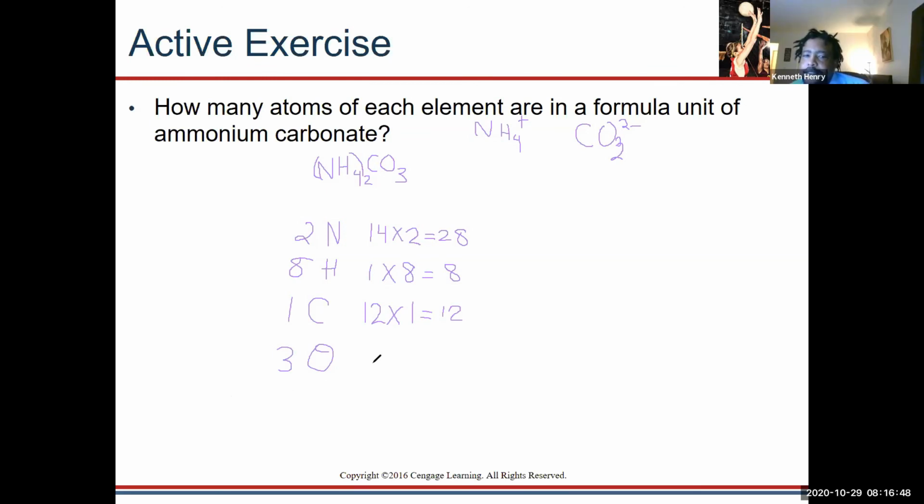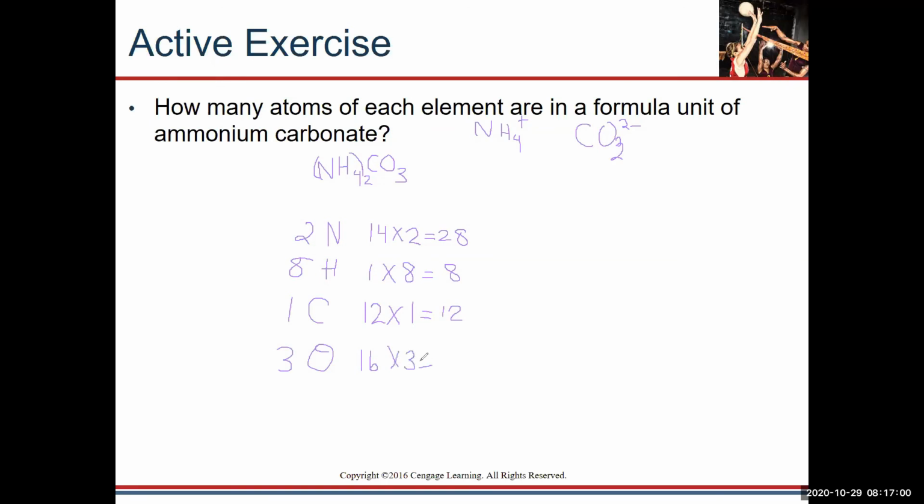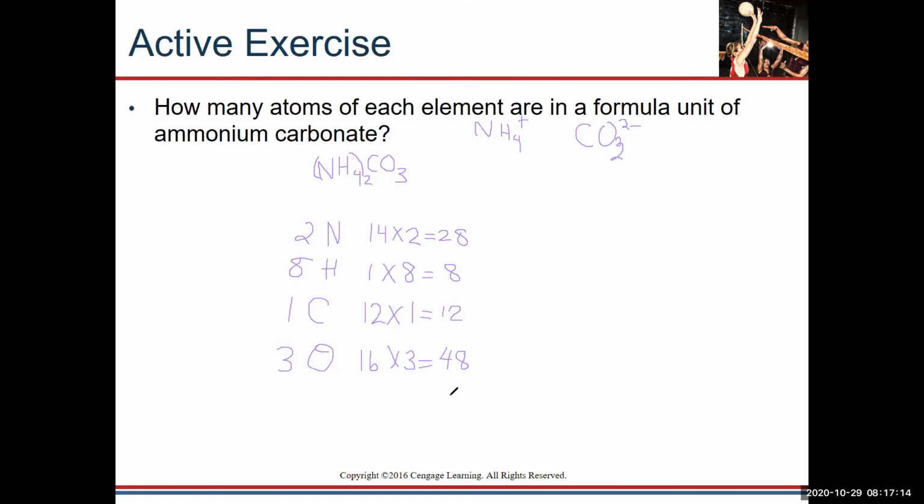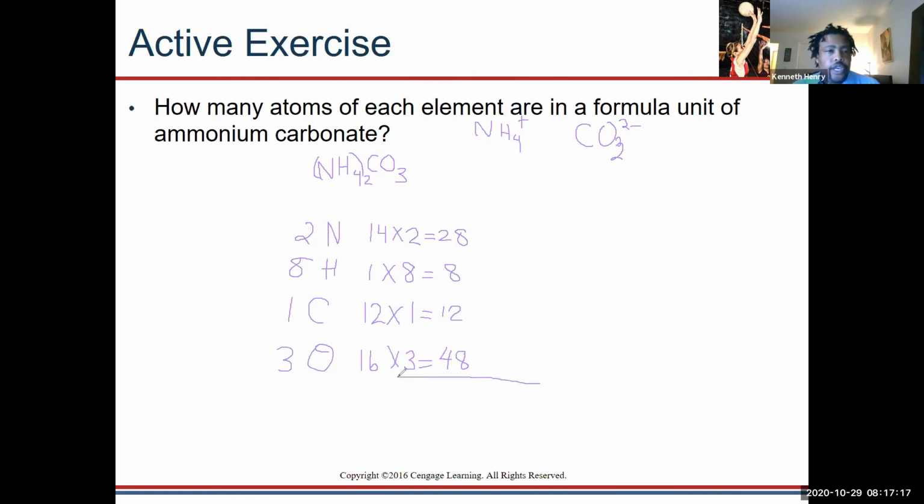Okay, Jacqueline, what about oxygen? 16. And we have 3 of them. Yes. 3 times 16. 48, right? Yes. So to get the formula mass for the compound, we have to add all of the atomic masses of the atoms that are there. Okay, so we just add it all together.